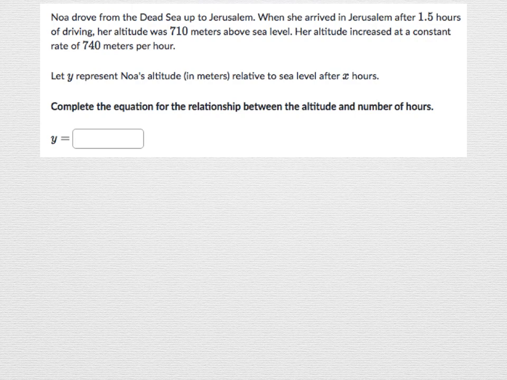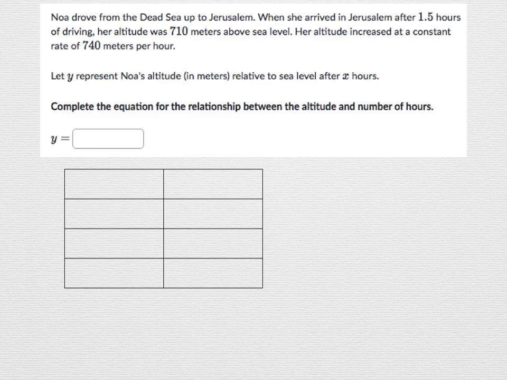So some information was given, and I like to organize the information between two variables in a table, where x is the number of hours that Noah's been driving and y is her altitude in meters. So we know that she started at the Dead Sea, right? And she was heading up to Jerusalem. So zero hours into this, she was at some altitude. Now we don't know what altitude, so I'm just going to leave this part of the table blank. But we do know that after 1.5 hours, her altitude was 710 meters above sea level, so that's a positive 710. So this is the information I know from the problem.